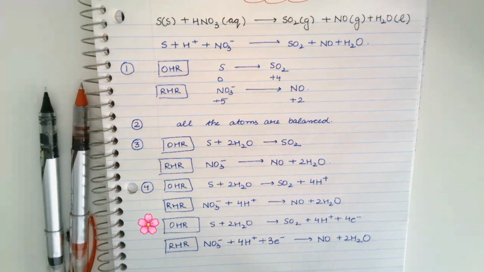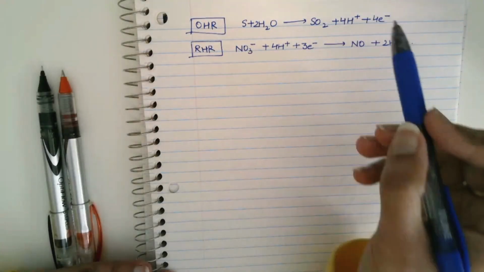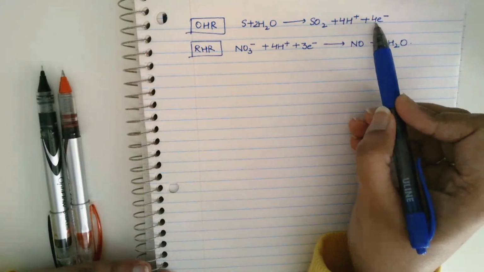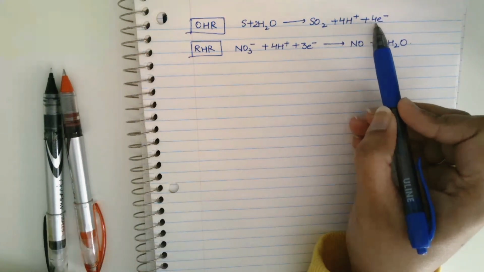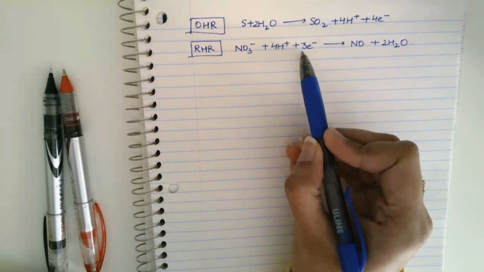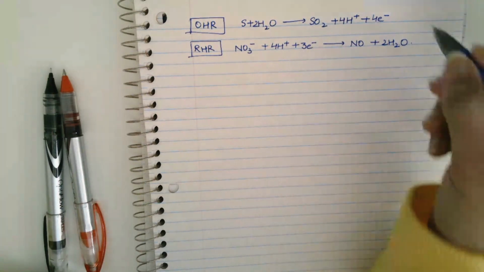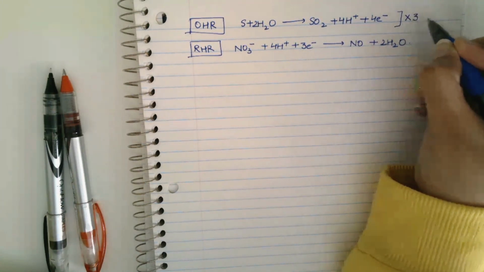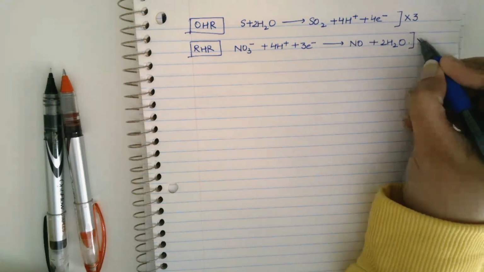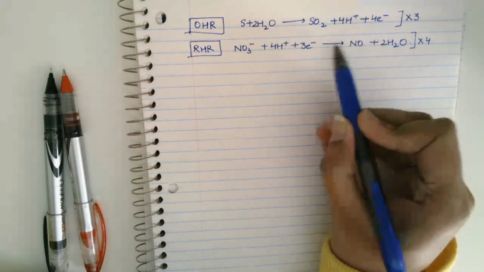Now balance the entire equation by the following steps. Firstly, we want the electron numbers to be the same. Over here, for the oxidation half reaction we have 4 electrons, and for the reduction half reaction we have 3. So you will multiply the oxidation half reaction by 3 and the reduction half reaction by 4, so that we can get the same electron numbers.